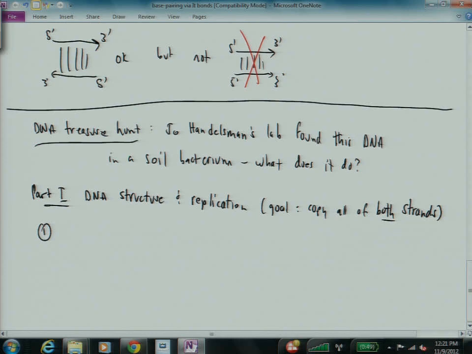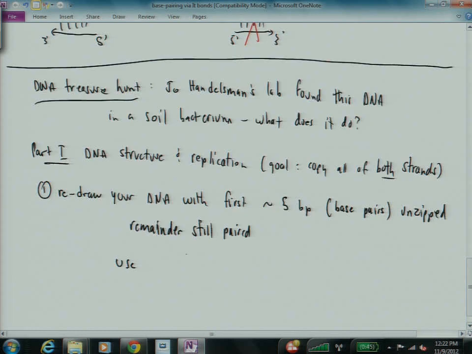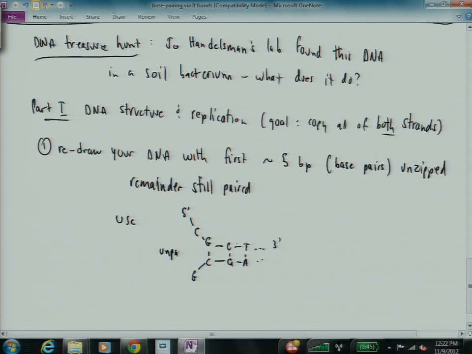So number one is redraw your DNA with the first about 5 base pairs unzipped, and the remainder still paired. And use a diagram like this. Something like 5 prime C G C T and so on, 3 prime A G C and then G, whatever. So these are the base paired parts, and this is unpaired, and this is paired. All right, and that's a 5 prime and that's a 3 prime.